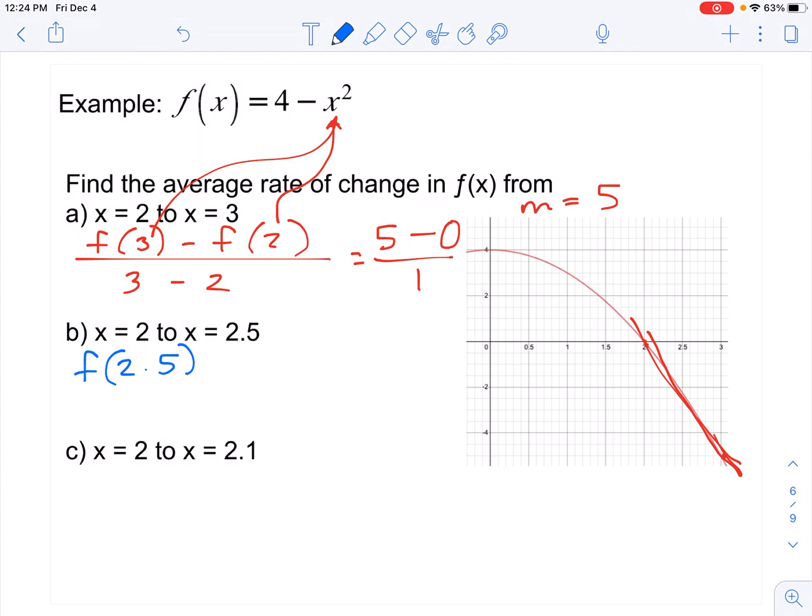I'm just looking at my work. It should be negative 5, right? Because f of 3, this would be a negative 5, because that's going downhill. And then I'm looking at 2 to 2.5. So our slopes are going to be pretty similar.